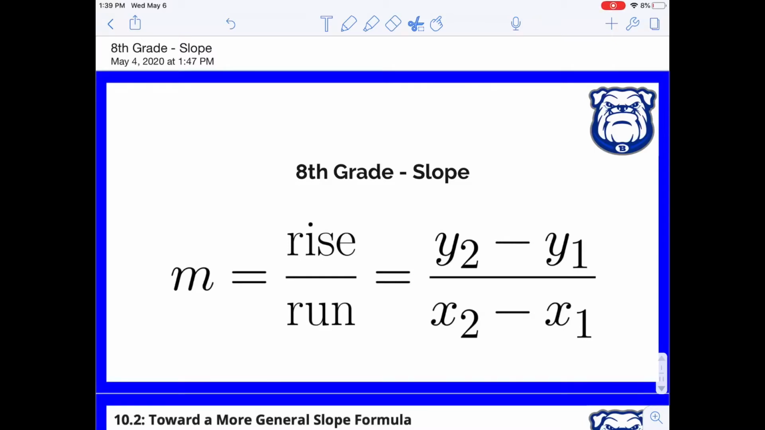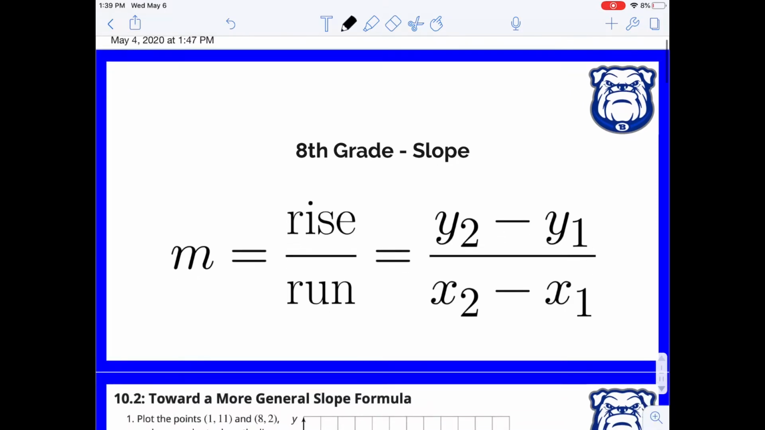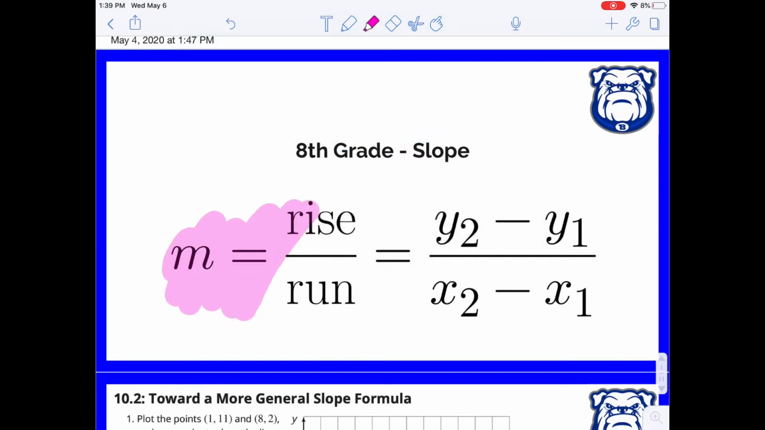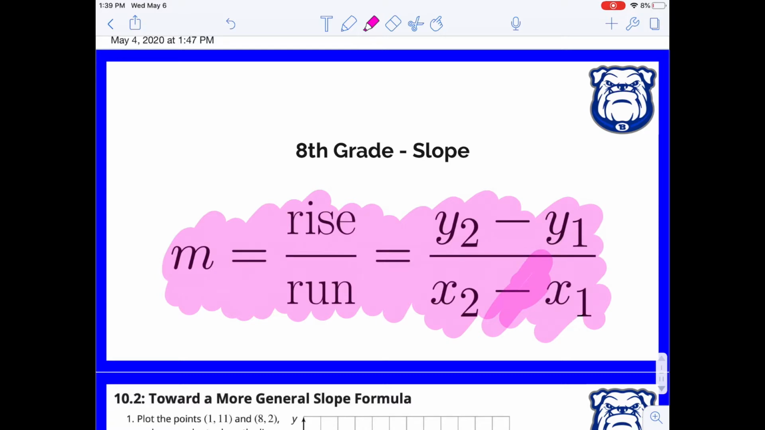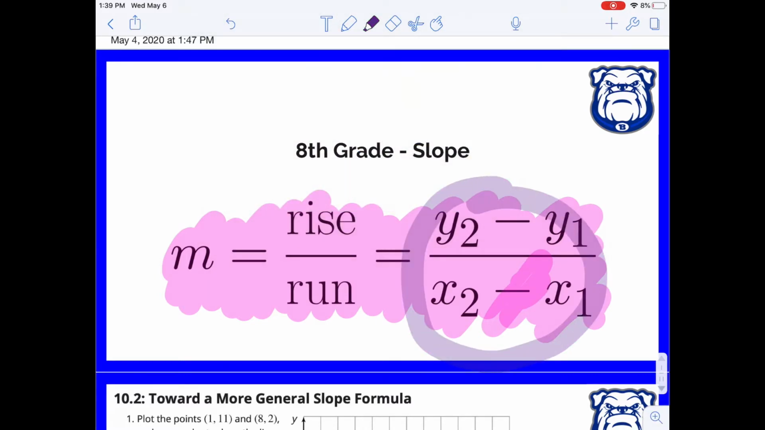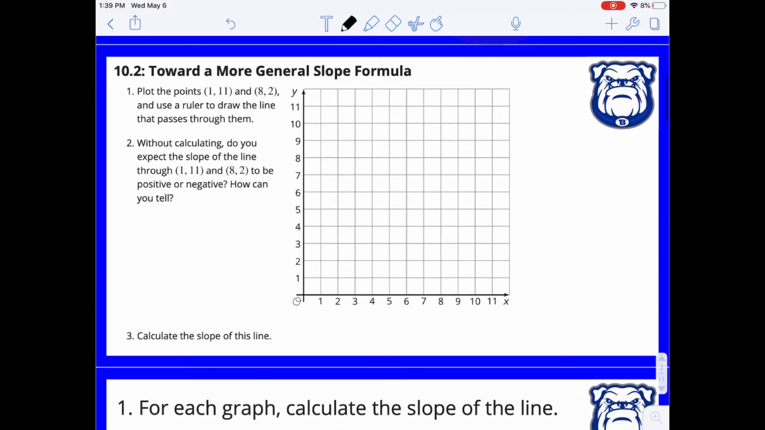Okay, so here's a video for slope because some of us might need it. So 8th grade slope, this is the formula again for slope. Okay, all of this, but we're only really worried about this part right here. Okay, so let's go ahead and work on this one.